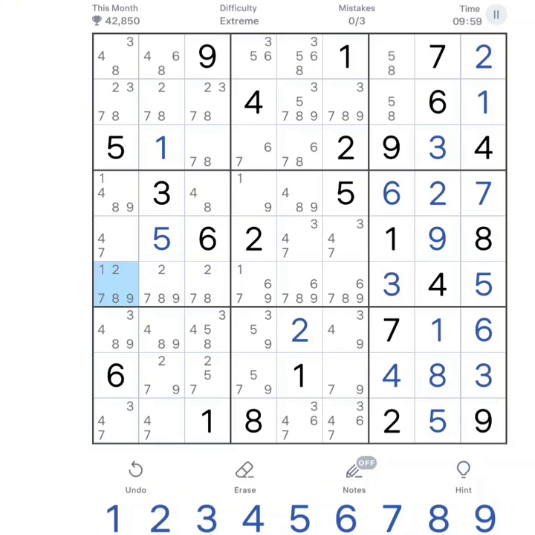Then I have 2s there, there. 2 is here and here. Then I have 3s here and up there. 4s in many places. 5's right there. 6 right there. 7's right there. 8 in many places. And 9 is in a lot of places.